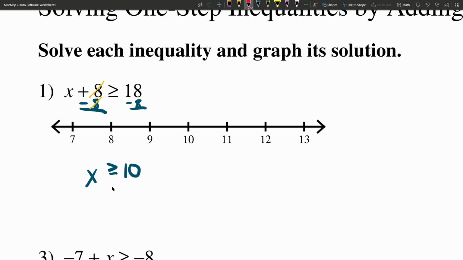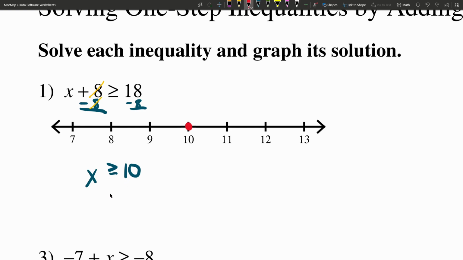Now we're going to graph it. Where we're going to start is we're going to find 10 on our number line, which is right here, and we're going to draw a circle around it. Because this is greater than or equal to, that means that x can be equal to 10, so we're going to fill this circle in. If it was just a greater than, we would leave the circle open, representing that x could not be 10, only values greater than it. But because it can be equal to it, we're going to draw that circle around the 10 and fill it in.